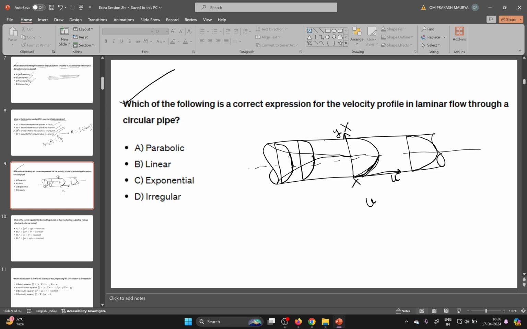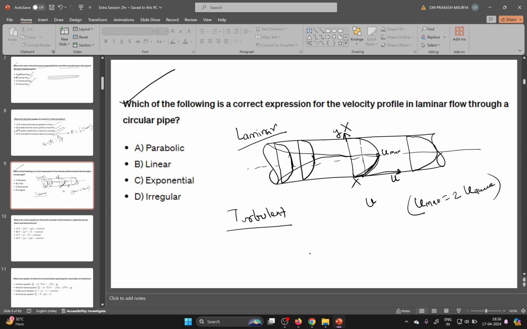After that, this is the maximum point of the velocity, u max, and if you take the average, it will come around here. So your u max is 2 times the u average. Remember, in the case of pipe flow, this is the case of laminar. Okay, if the flow is turbulent, what will happen?